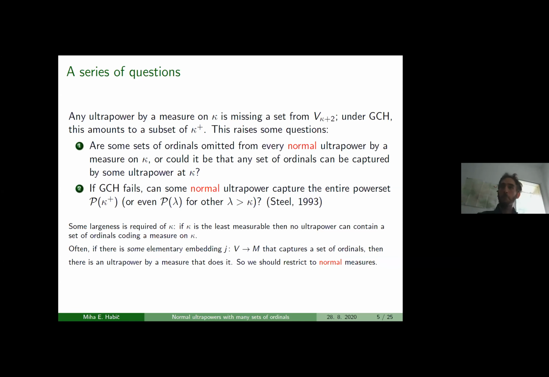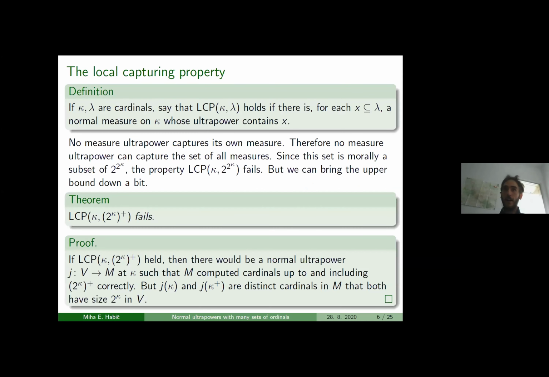All right, so let's try to address these questions, and we'll go in order. We'll try to answer the local question first and then the global one. So just to introduce some terminology here, we're going to define something called the local capturing property.